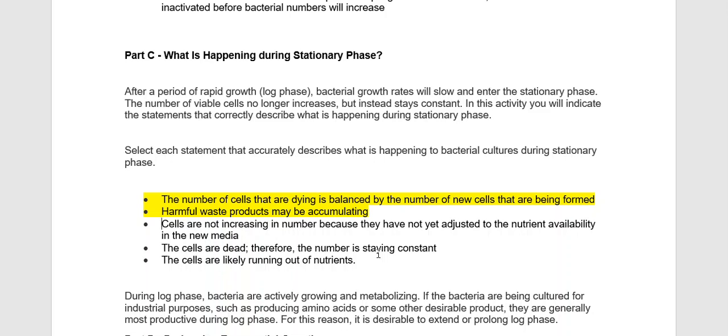The cells are dead, therefore the numbers are staying constant. No, not all of them are dead. We're still reproducing, but the number of cells coming into the population roughly equals the number of cells that are leaving. And then the final one here, the cells are likely running out of nutrients. That is something that we have very much discussed as a possibility of what's happening in this closed system and why our numbers are not just rapidly, steadily increasing, that we see that they're kind of leveling out.